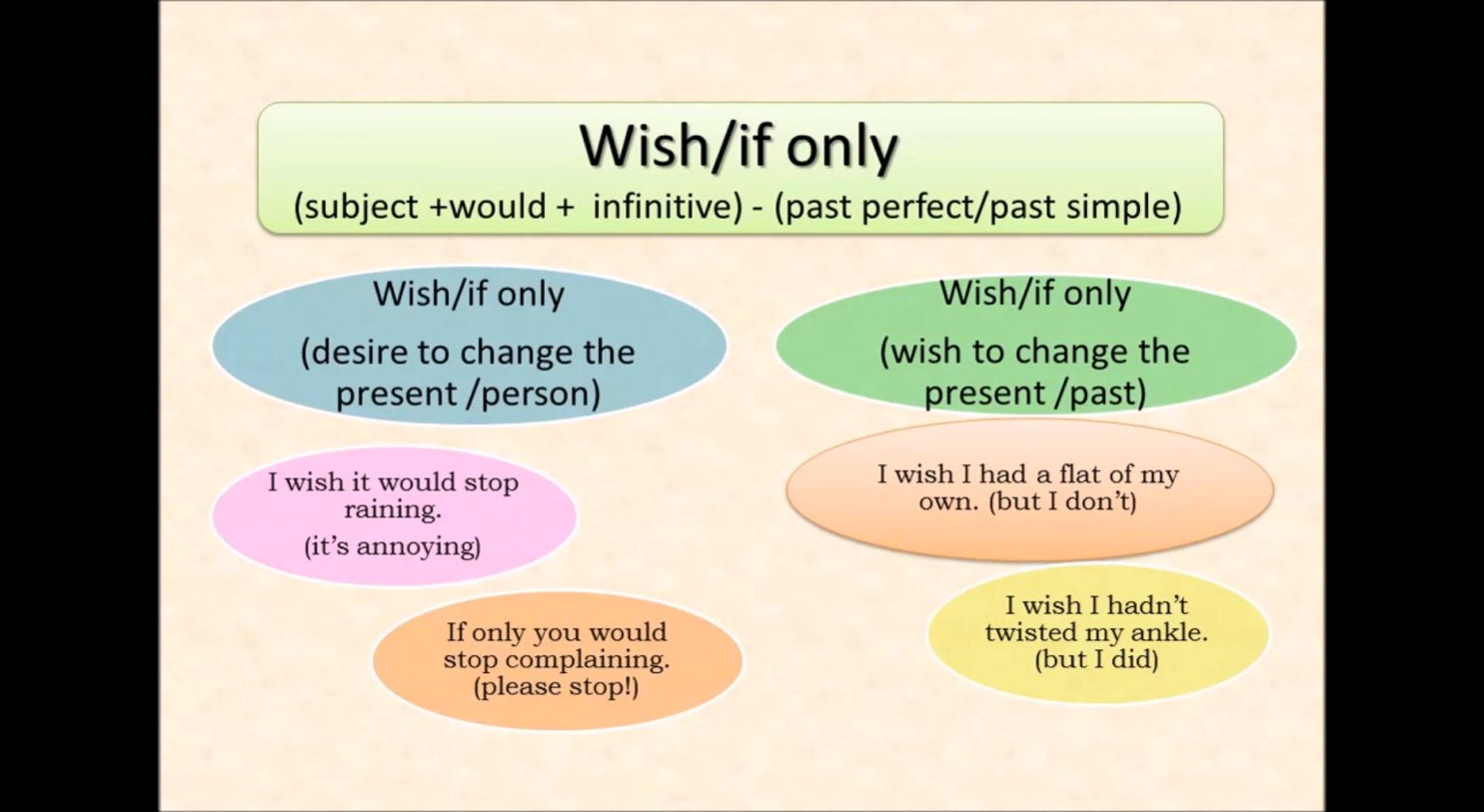So, I wish I had a flat of my own is a wish that we would like to change the present, which we can't. And I wish I hadn't twisted my ankle is to express a regret about something that happened or didn't happen in the past.